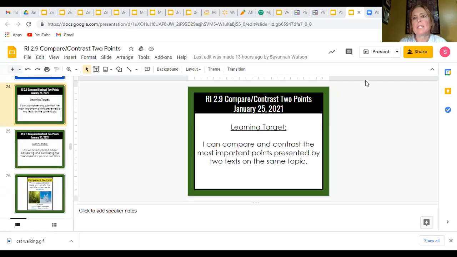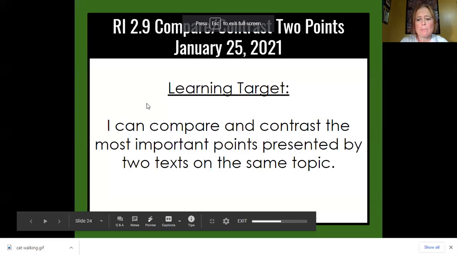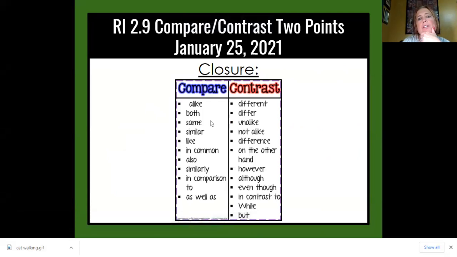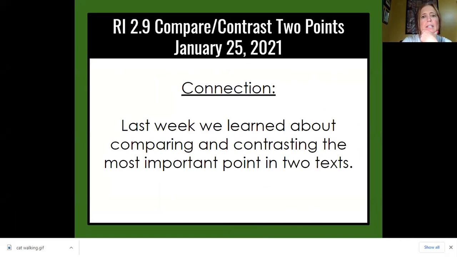Okay, so we have been discussing comparing and contrasting. And if you remember, before I do the learning target, comparing means that you're looking at ways that they're alike, that they're the same, they're similar, what they have in common. And when you're contrasting them, you're thinking about what these have that is different. How do they differ? How are they unalike or not alike? What is the difference between one and the other? So let's go ahead and continue.